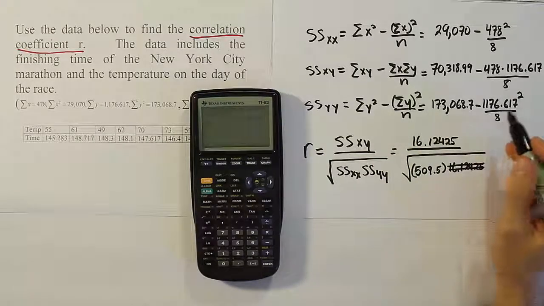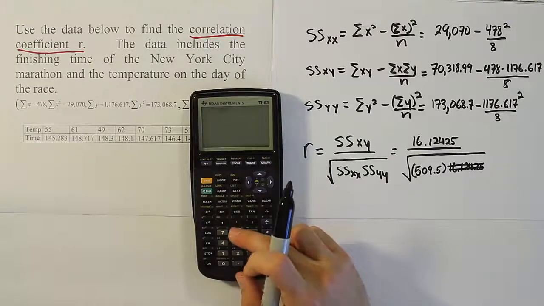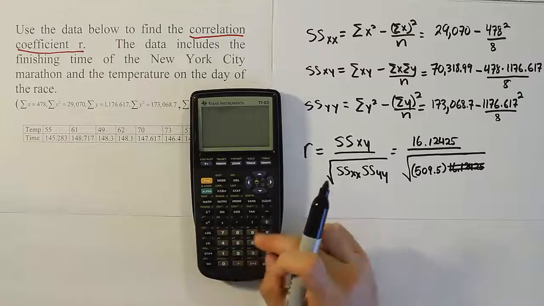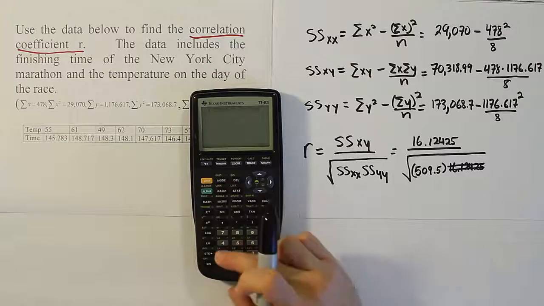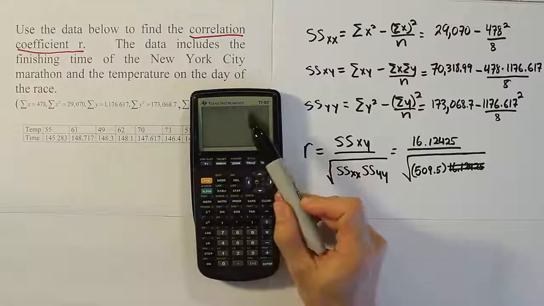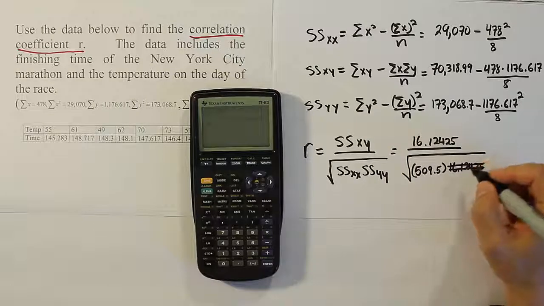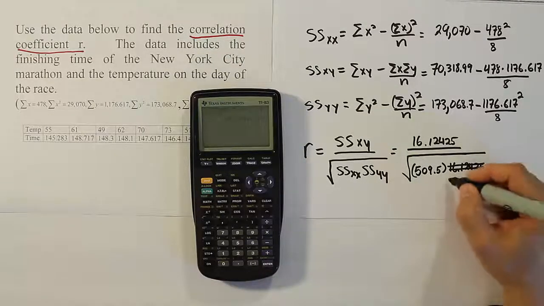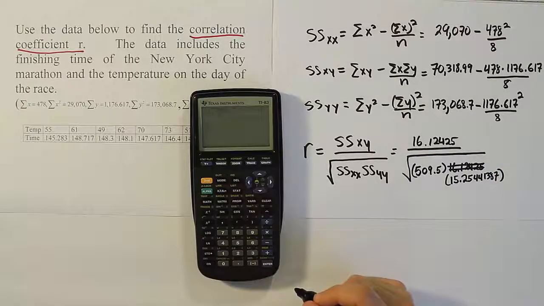And this value here is actually the sum of square yy, which is our next value. So let's work that out now. To work that out, we're going to have 173,068.7 minus 1176.617 squared, and then we divide that by 8. Again, just double checking, hit enter, and we get the answer 15.25, etc. So this should be 15.25441387 using all the decimal places. Okay, so those are our values.